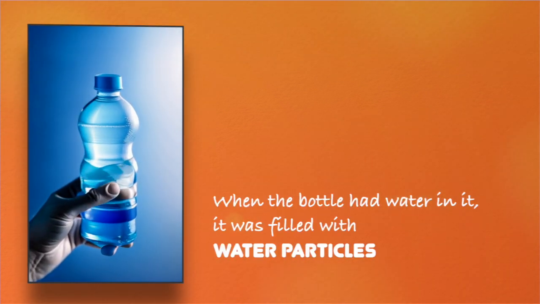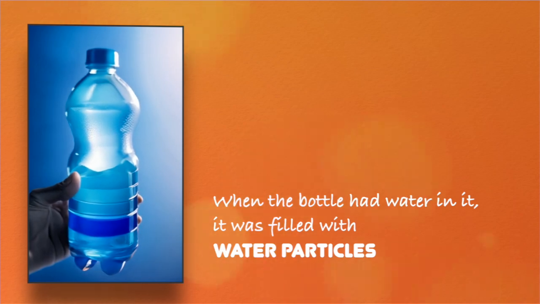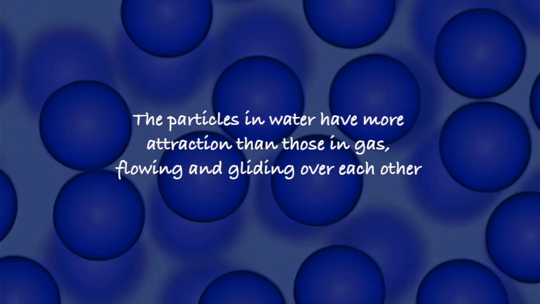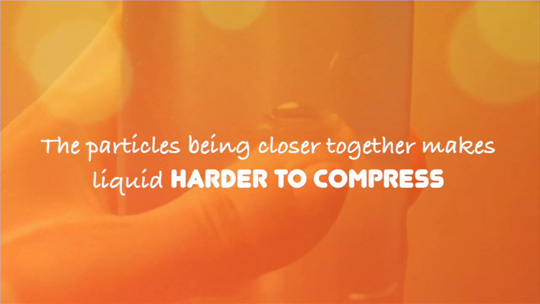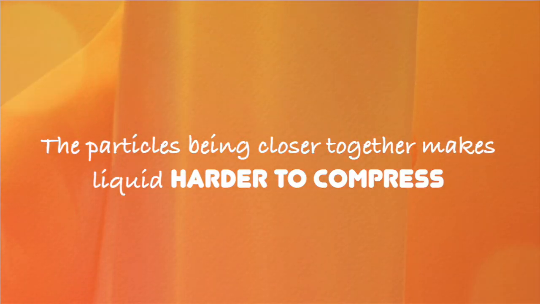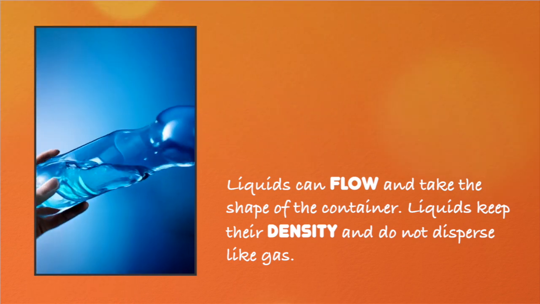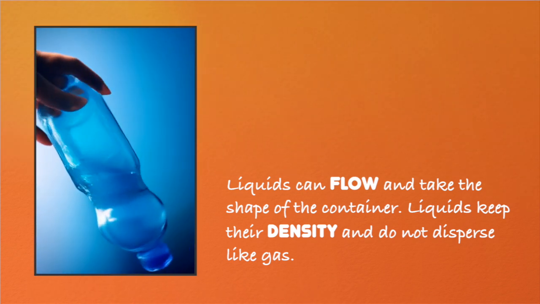When the bottle had water in it, it was filled with water particles. The particles in water have more attraction than those in gas, flowing and gliding over each other. The particles being closer together makes liquid harder to compress. Liquids can flow and take the shape of the container. Liquids keep their density and do not disperse like gas.